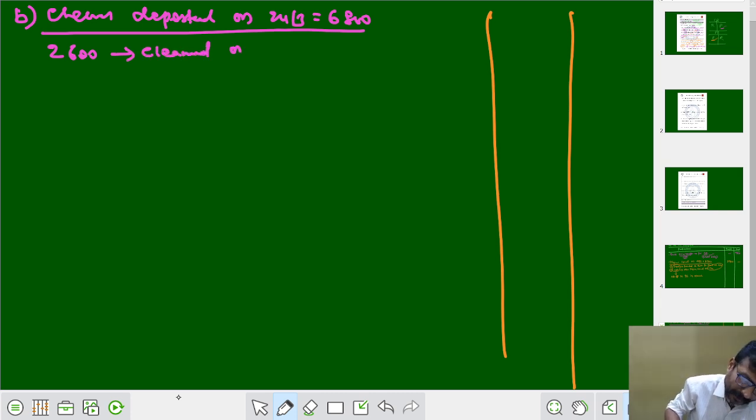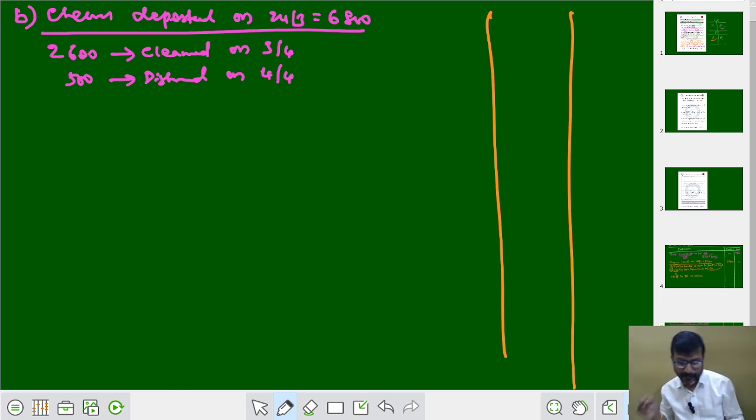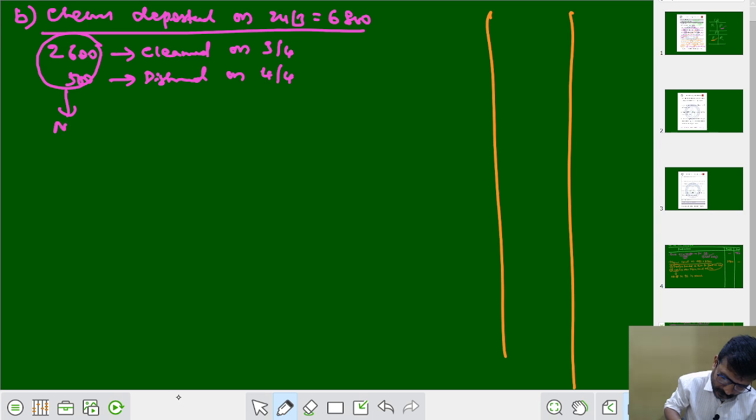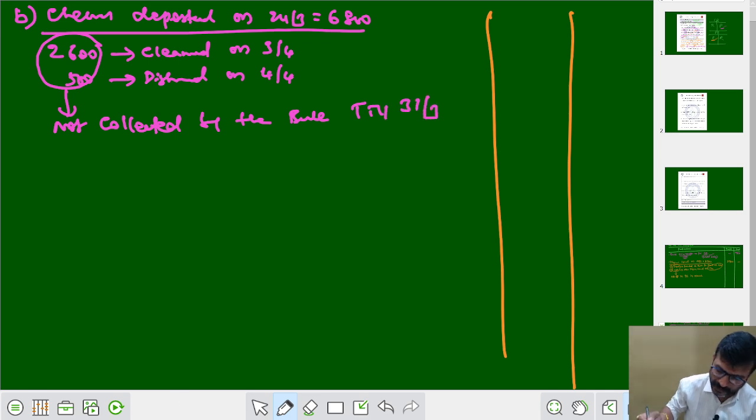Cleared or collected? Both are one and the same. Cleared on 3rd March, right? Another 500. Dishonored on 4th April. It means I can say that both are not collected by the bank till 31st March.